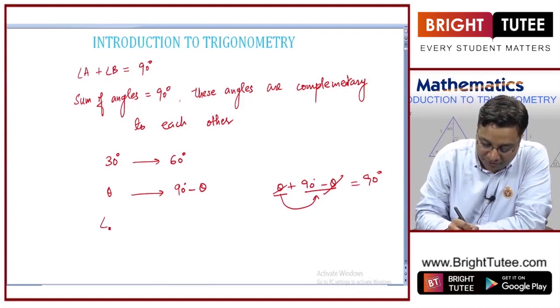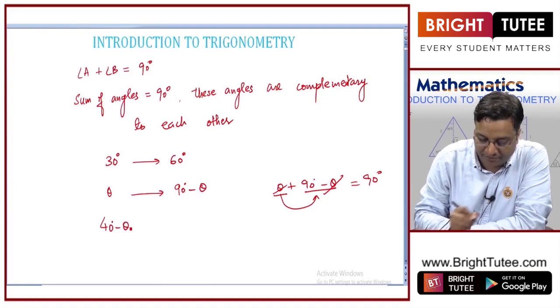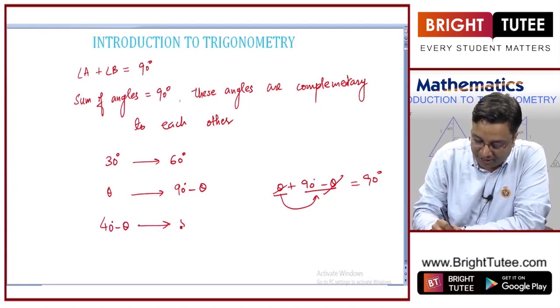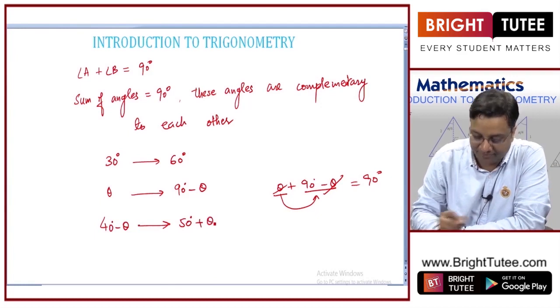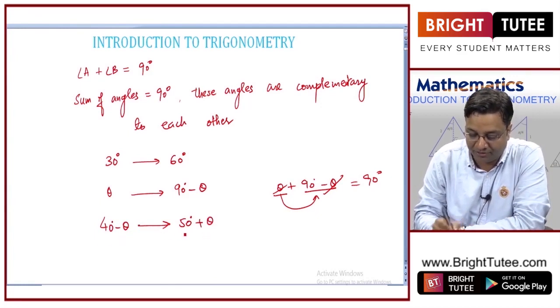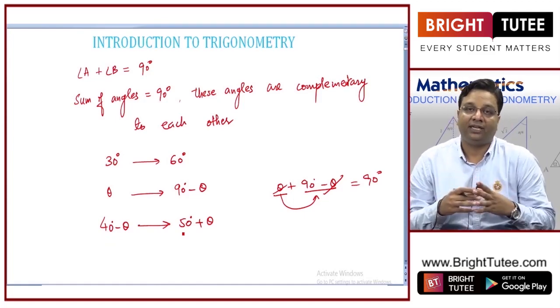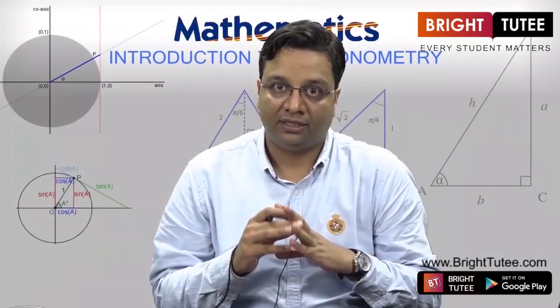Now, if I give you 40 minus theta and I ask you the complementary angle of 40 minus theta, you will say 50 plus theta. Why? Because theta will again get cancelled and 40 plus 50 is equal to 90 degrees. So, you have to identify the complementary angles like this, right?